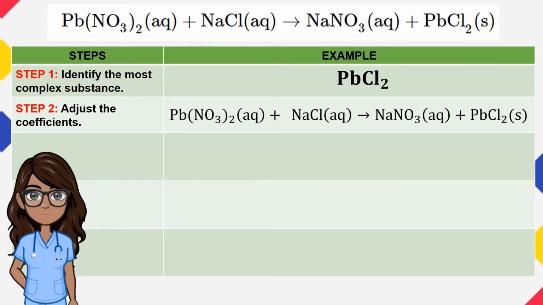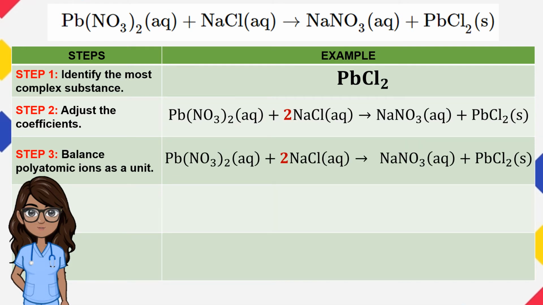Next, there are twice as many chloride ions in the reactants as there are in the products. Place a 2 in front of NaCl, or sodium chloride, in order to balance the chloride ions. Okay, so 1 lead atom on both reactant and product sides, 2 sodium atoms on the reactant side and 1 sodium atom on the product side, 2 chlorine atoms on both reactant and product sides.